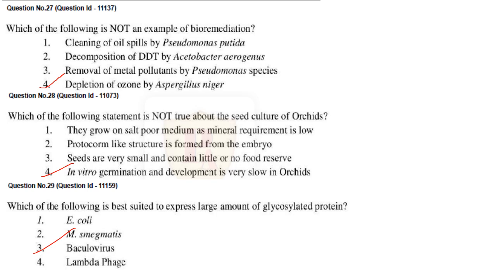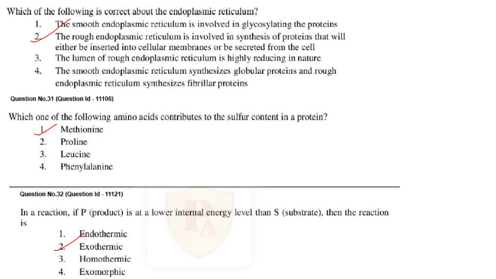Then next one. Which of the following is best suited to express a large amount of glycosylated protein? So it is baculovirus. Answer is option 3. Then next one.